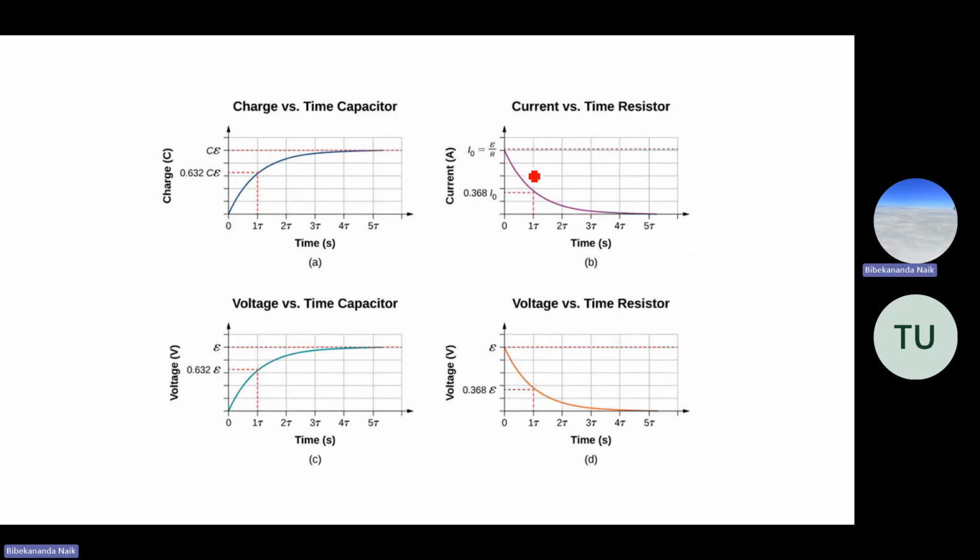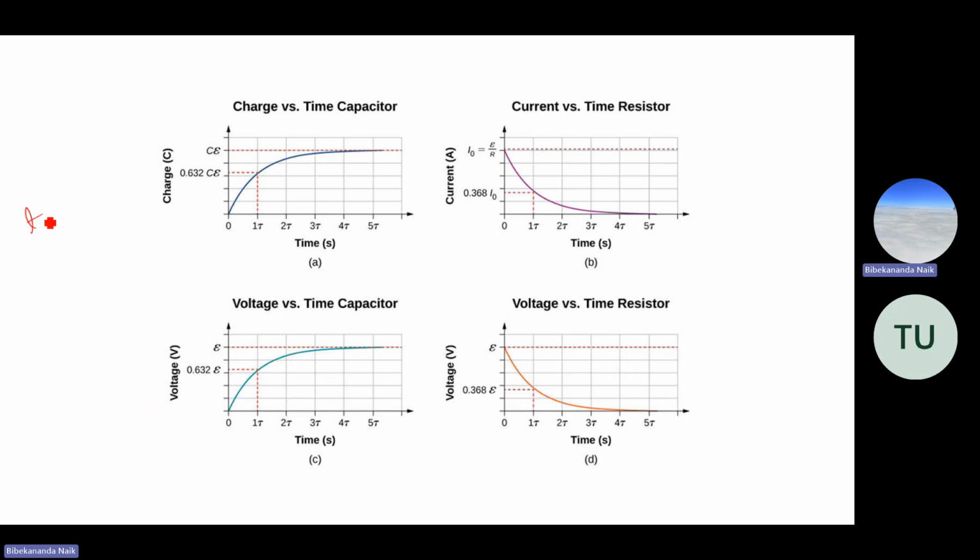So the current for a resistor will drop. Since the current is dropping and the resistance value remains constant, the voltage will also follow the same trend. However, in case of the capacitor, since it is charging, the voltage will be increasing. So now, how do we calculate the time constant?